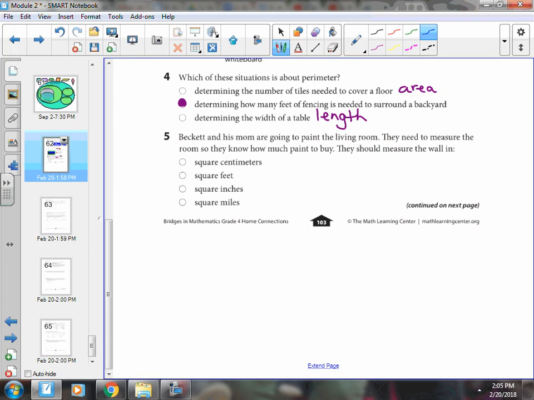So square miles, no way. The room is definitely not bigger than a mile, right? The length of the wall and the width of the wall is not more than a mile. So of the 3 remaining, any of them would work, but what would make the most sense would be the biggest one, as long as it's not bigger than what you're measuring. So square feet would work. You can measure the length of the wall, maybe 15 feet, and the width of the wall, maybe 9 feet, and then you would do 15 times 9, and that would give you the area of that wall. So square feet makes the most sense.